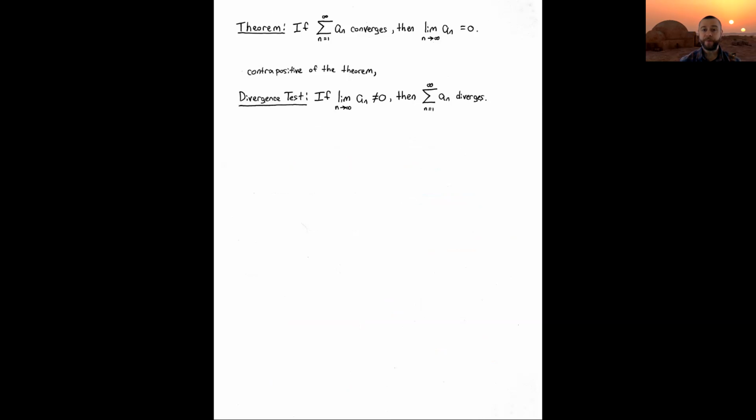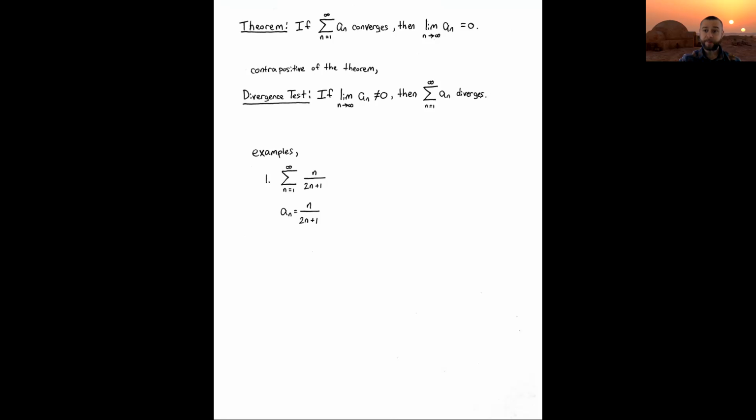Now let's just think for a moment about what negating these would mean. Let's say we have the limit of a sub n equals 0. Negating that would say the limit then is not 0. And if we look at the conditions there, if the infinite series converges, what would not converging mean? Then the infinite series would diverge. So if we switch the conditions and conclusion while negating them, we get this statement: if the limit of the term is not 0, then the infinite series diverges. And this is what we call the divergence test.